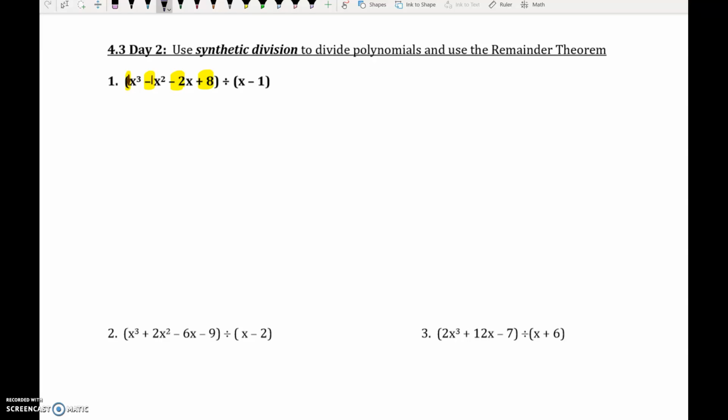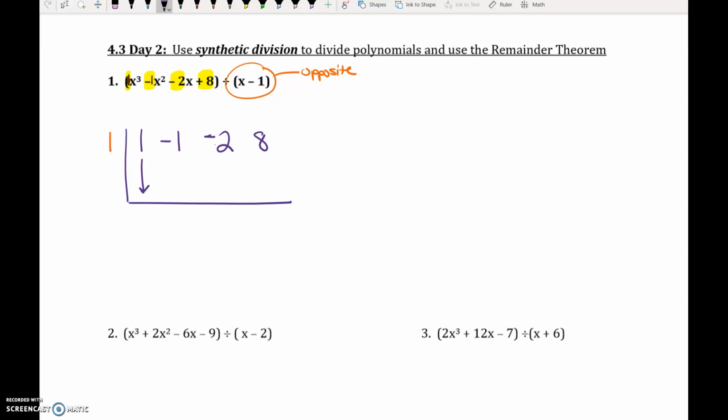Here's how synthetic division looks. You start with the coefficients: 1x cubed, negative 1x squared, negative 2x, and 8. The division bar is kind of upside down. You need an L-shaped bar that has enough room for you to write a row of numbers underneath. If we're dividing by x minus 1, we're going to put a positive 1 outside the bar. So you always put the opposite of the number, or the number that would make the parentheses equal 0. That's the number that you put outside the synthetic division bar.